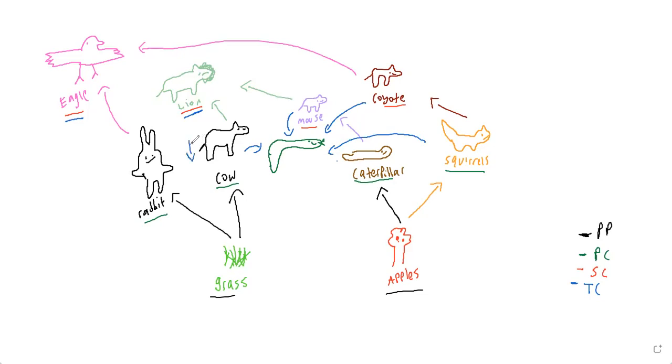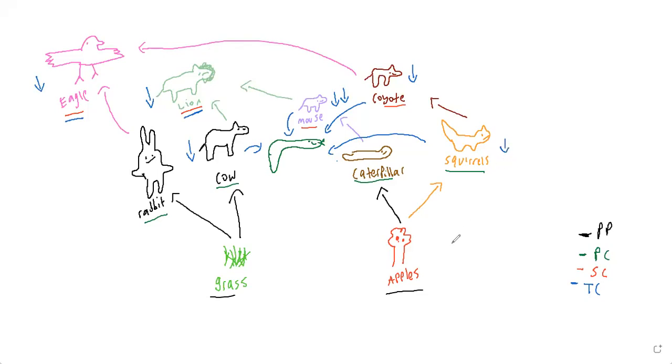Cow population goes down. Lion population is going to go down. Mouse population is going to go way down. The coyote population is going to go down. The squirrel population is going to go up. The eagle population is going to go down. Actually, I take that back. The squirrel population is going to go down as well.